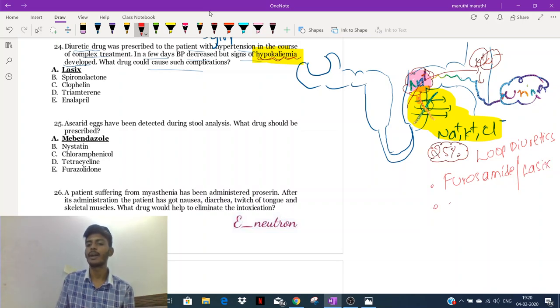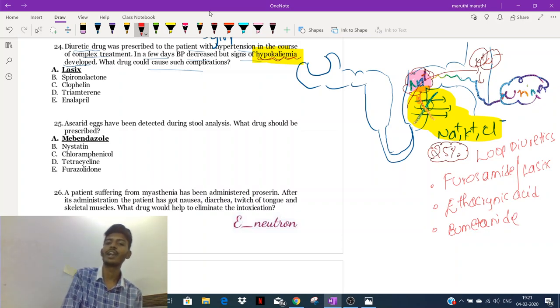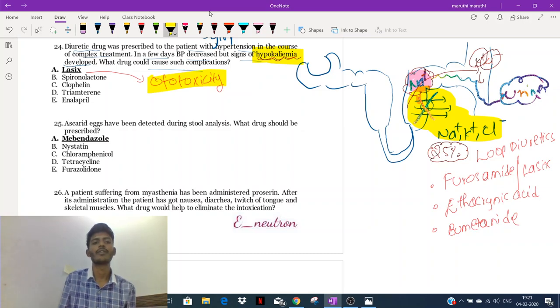Now along with furosemide, we have one more drug called ethacrynic acid. Ethacrynic acid. Apart from ethacrynic acid, we have even one more drug called bumetanide. Bumetanide. What is the side effect of all of them? Sodium is going, hyponatremia, potassium is going, hypokalemia, chloride is going, hypochloremia. Along with that, Lasix can even cause one more side effect, that will be ototoxicity. So this is a story of our diuretics. Okay.